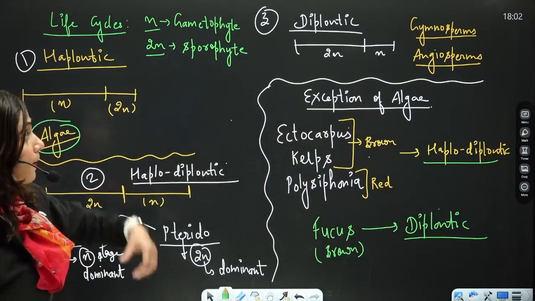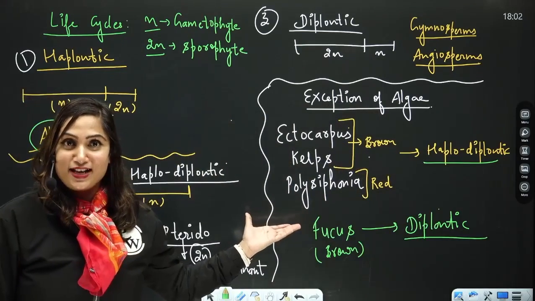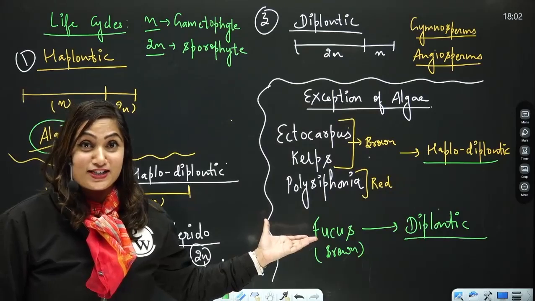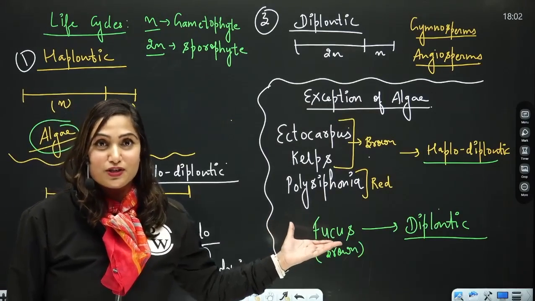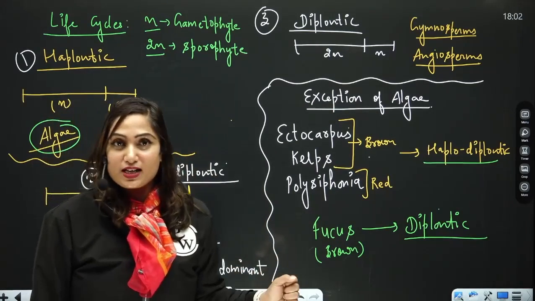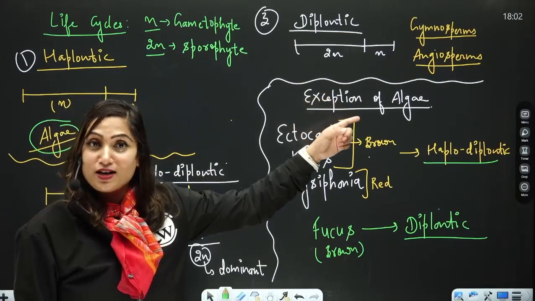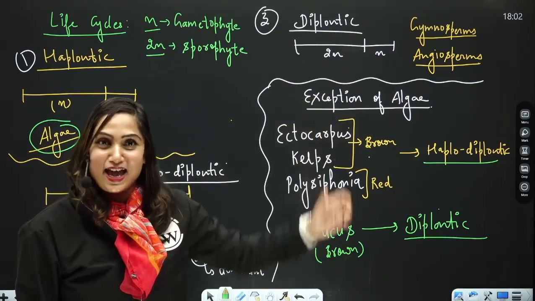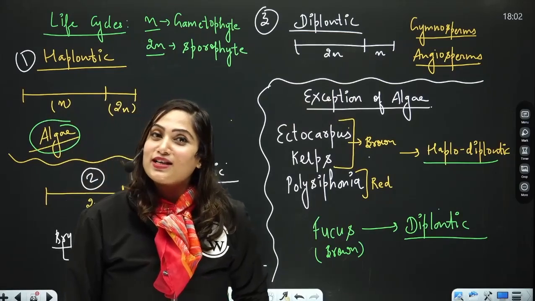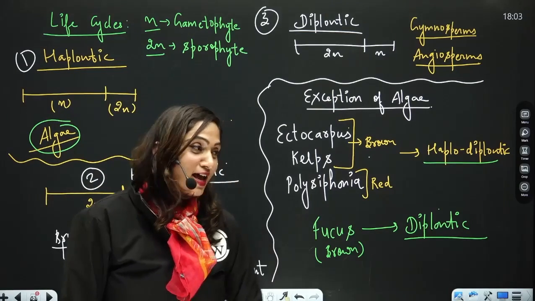Then comes the diplontic life cycle. Yes, where sporophytic stage is for longer time and gametophytic stage is for shorter time, and obviously the dominant phase is sporophytic stage, seen in the advanced plants, gymnosperms and angiosperms. The diagrams are given in NCERT, you can see it.